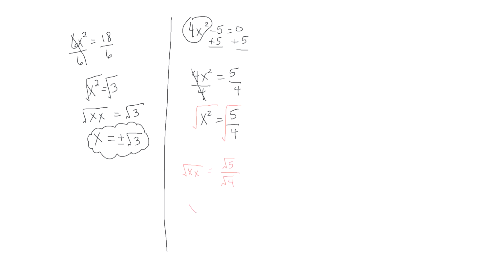x is out, there's 2 of him. Square root of 5 is nothing I can do with that. Square root of 4 is 2, because 2 times 2 is 4. I have x equals the square root of 5 over 2, or x equals negative the square root of 5 over 2. Must put both answers.